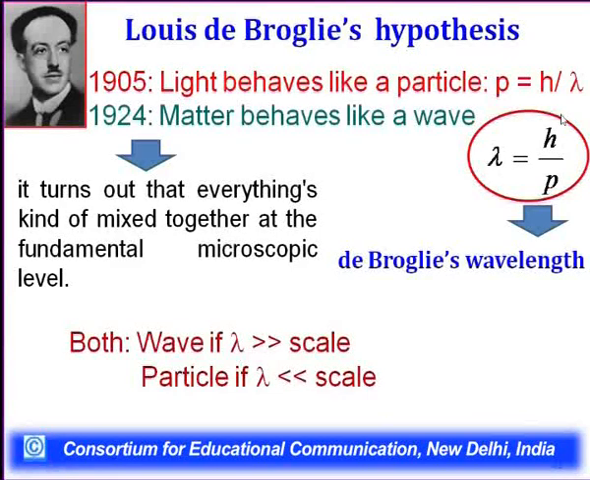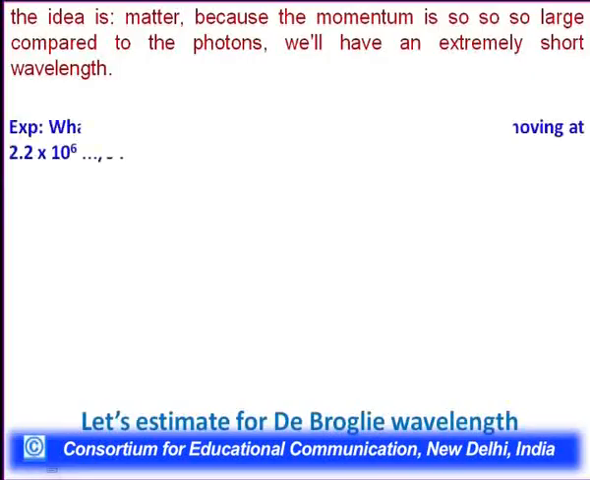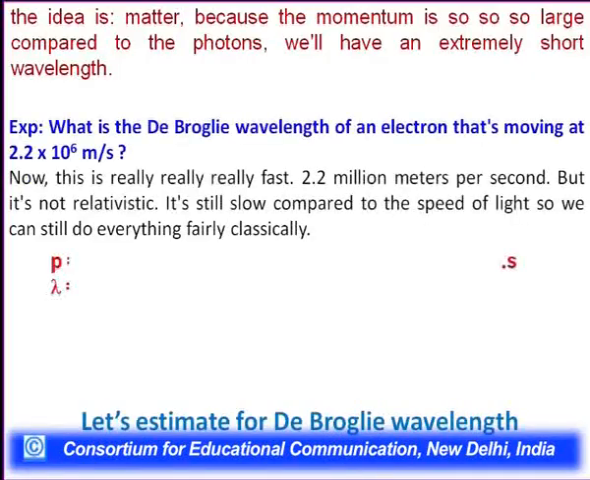h is Planck's constant and p is the momentum of a particle. If λ is very much greater than the scale, then it is wave; if λ is very much less than the scale, then it is particle; and particle and wave nature is defined by the light. This hypothesis was in 1924, and for this he got the Nobel Prize. The idea is that matter has so large a momentum compared to the photon.